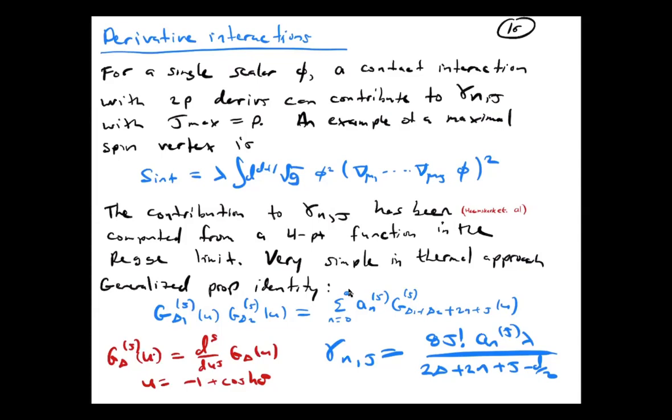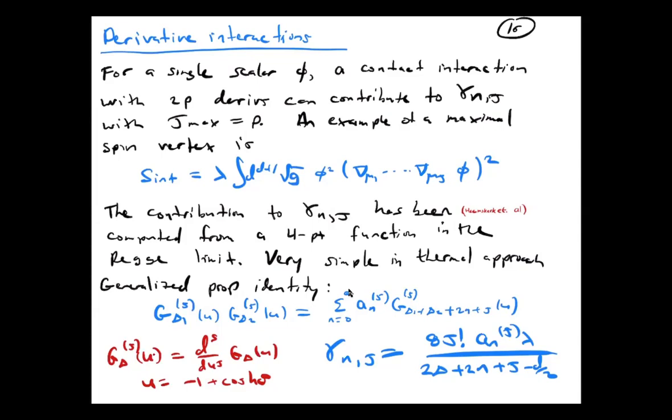Right, so let me say a little bit how the strategy works for the case of derivative interactions. So here, if you have a derivative interaction with two p derivatives, then that can give rise to anomalous dimensions with double trace operators with non-zero spin, but the maximal possible spin is related to the number of derivatives by this formula.